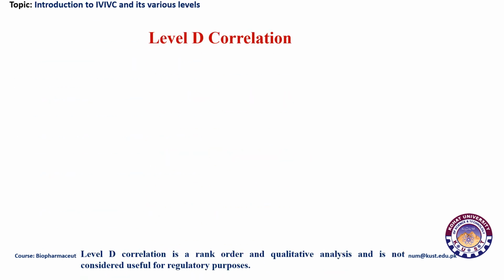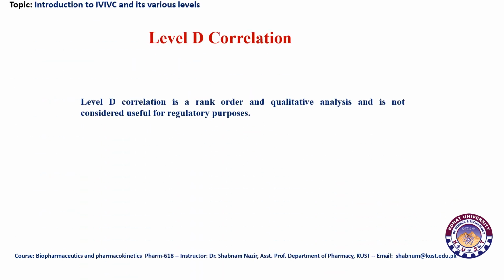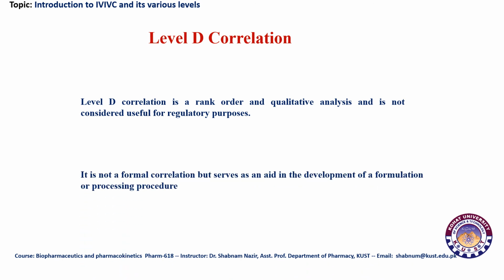Level D correlation. Level D correlation is a rank order and qualitative analysis and is not considered useful for regulatory purposes. Now we can see that it is mentioned that it is a qualitative analysis, not a quantitative one. It is only used for observation purposes. So when is it used most possibly? It is not a formal correlation but serves as an aid in the development of a formulation or processing procedures.